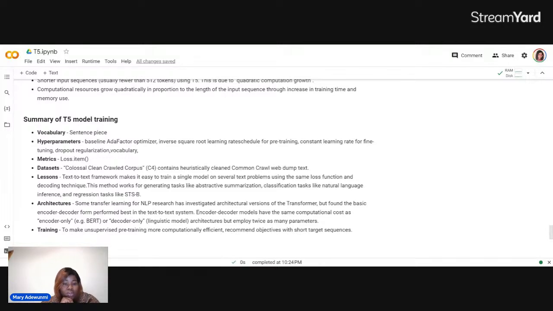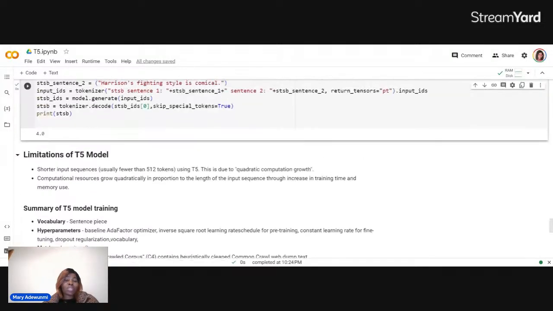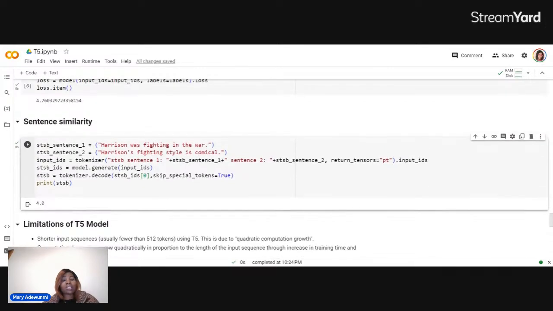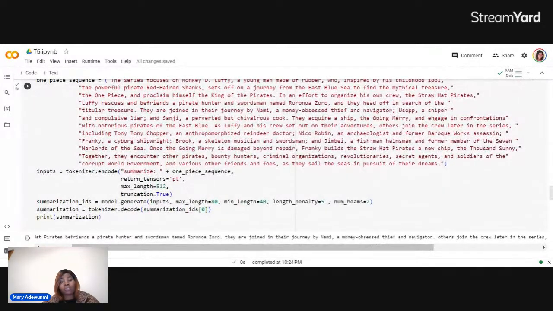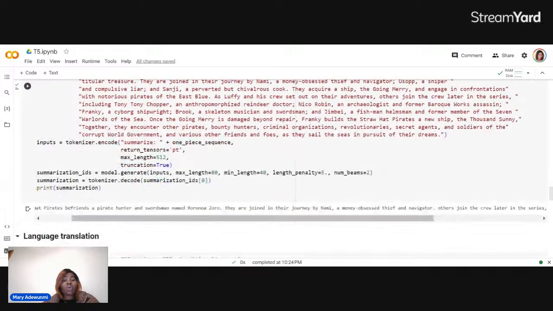Training: to make unsupervised training more efficient, recommend objectives with short target sequences. So whenever you're doing prompt engineering and you see this kind of summarization, make it short, as short as possible. You don't need to go into these details, make it short so that you'll be able to get the right solution, the right fitted answer. So that is all about T5.